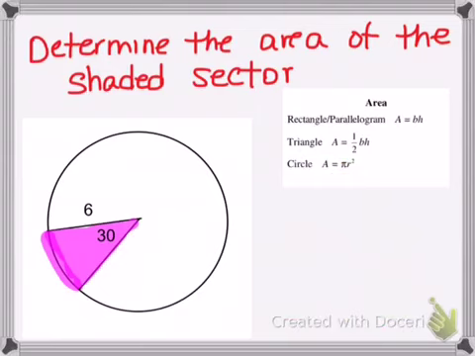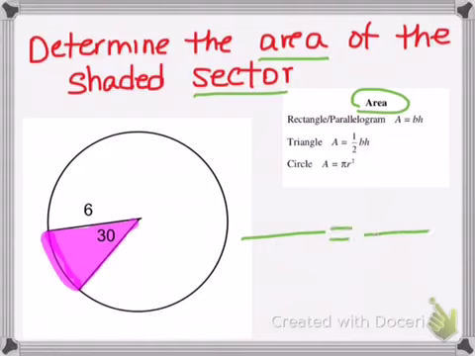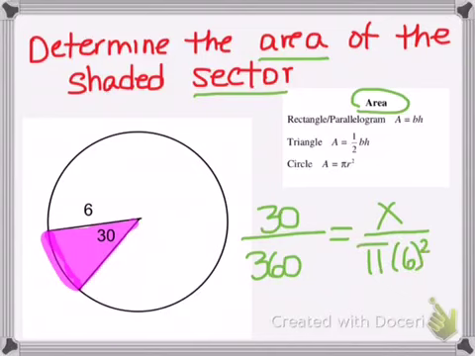Another example, determine the area of the shaded sector. So make sure you use the area part of your formula sheet. Remember, a sector is a part of a circle indicated by the purple. So I want to use my fact that they're similar. So I'm going to set up my proportions. The part is 30 degrees. The whole circle is 360 degrees. I want to find the area of the sector, which is part of a circle. And I'm going to compare that to the area of the whole circle. So I'm going to say pi times 6 squared. And then I cross multiply to solve any proportion.